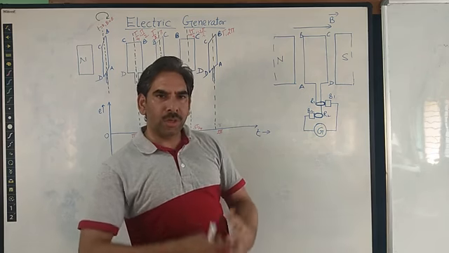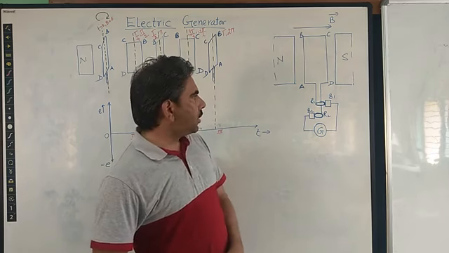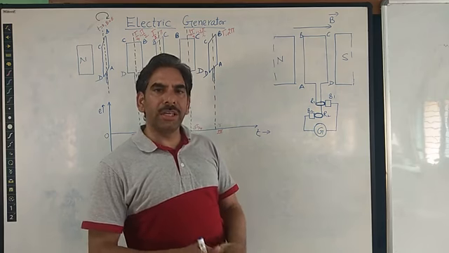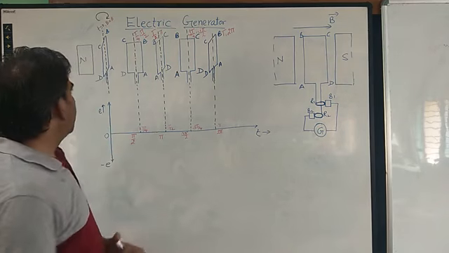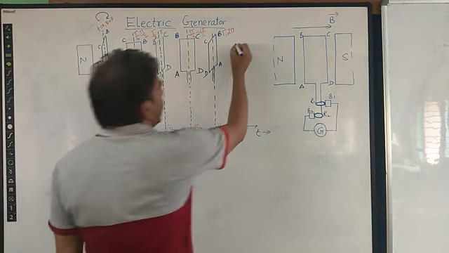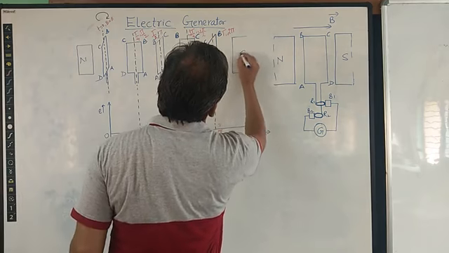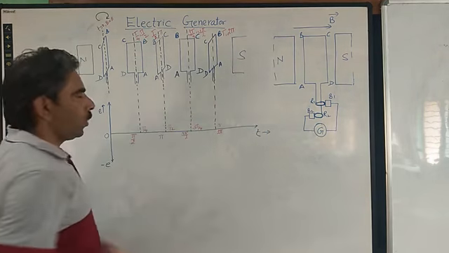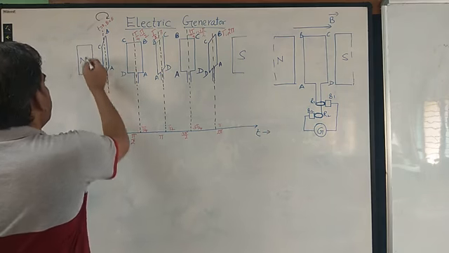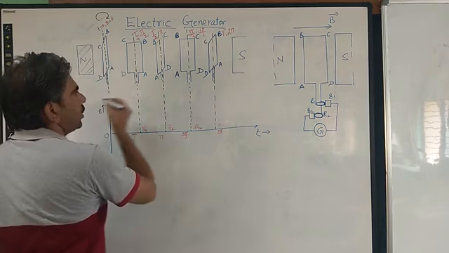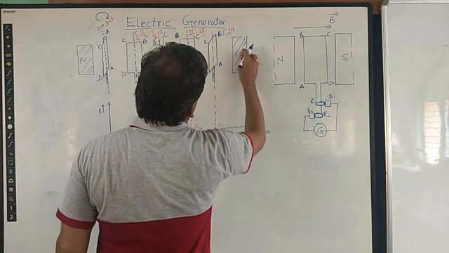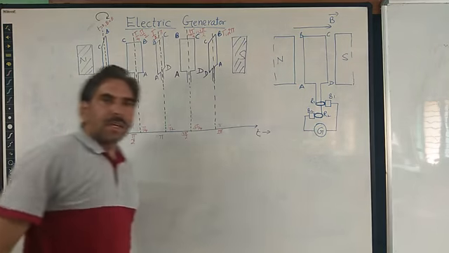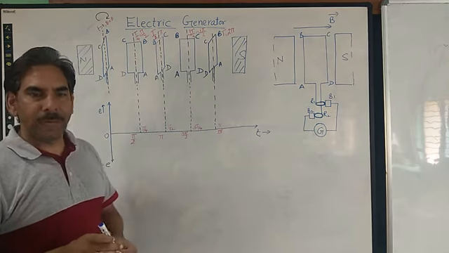What about the output of this electric generator and its working in detail? Let us try to understand it through these diagrams. Here it is the North Pole and here it is the South Pole. Between these North and South poles, the coil keeps on rotating, and for rotating the coil some mechanical energy has to be spent.